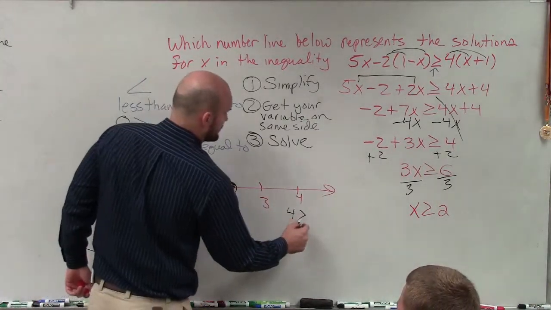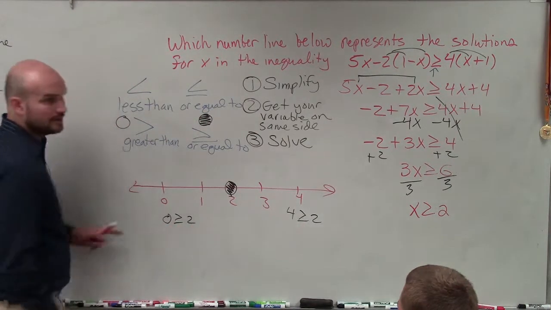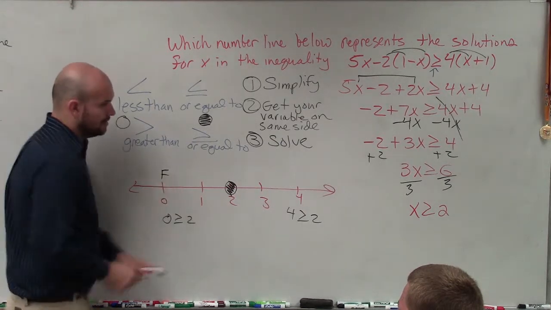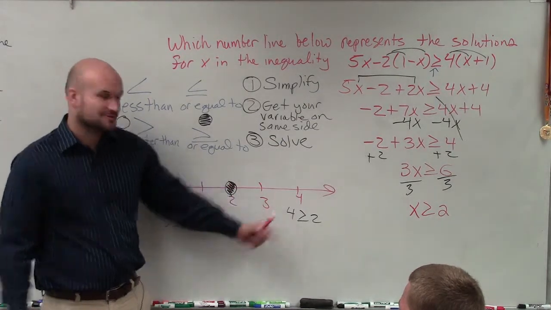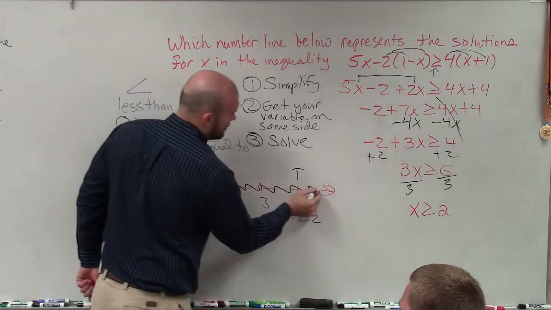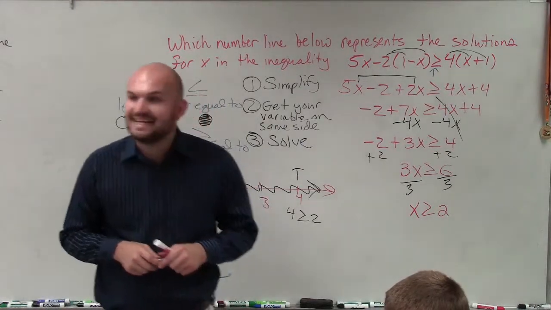So 4 is greater than or equal to 2. And 0 is greater than or equal to 2. Is this true or false? False. Is this true or false? True. So we always shade towards where it's true. So therefore, our solution is going to be E.